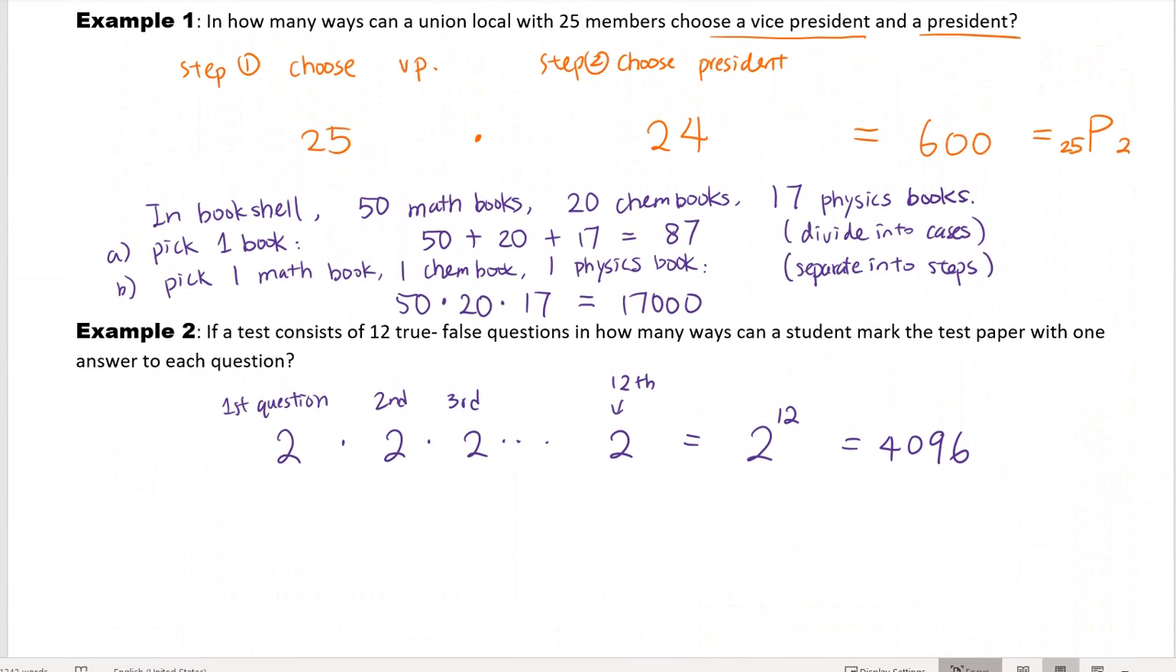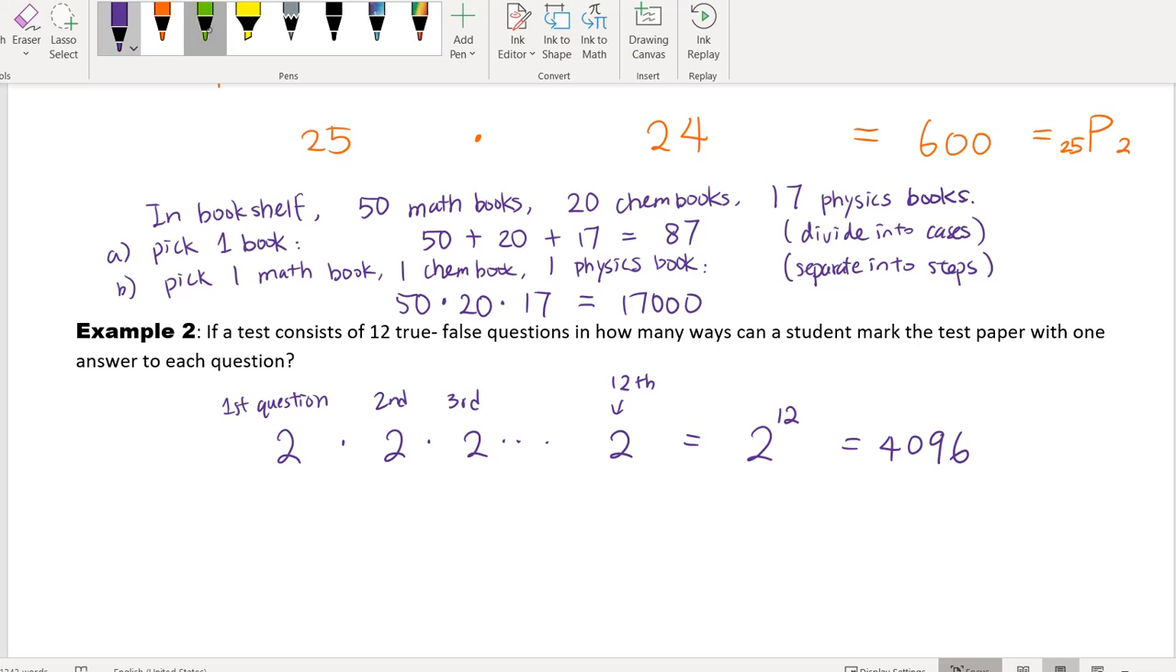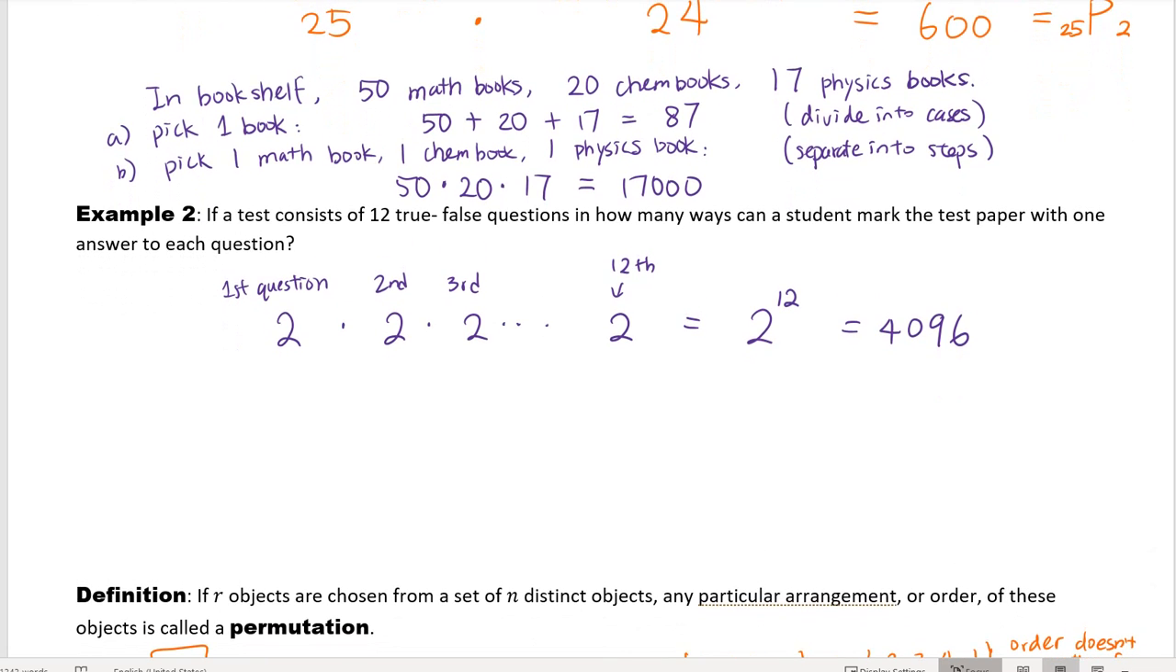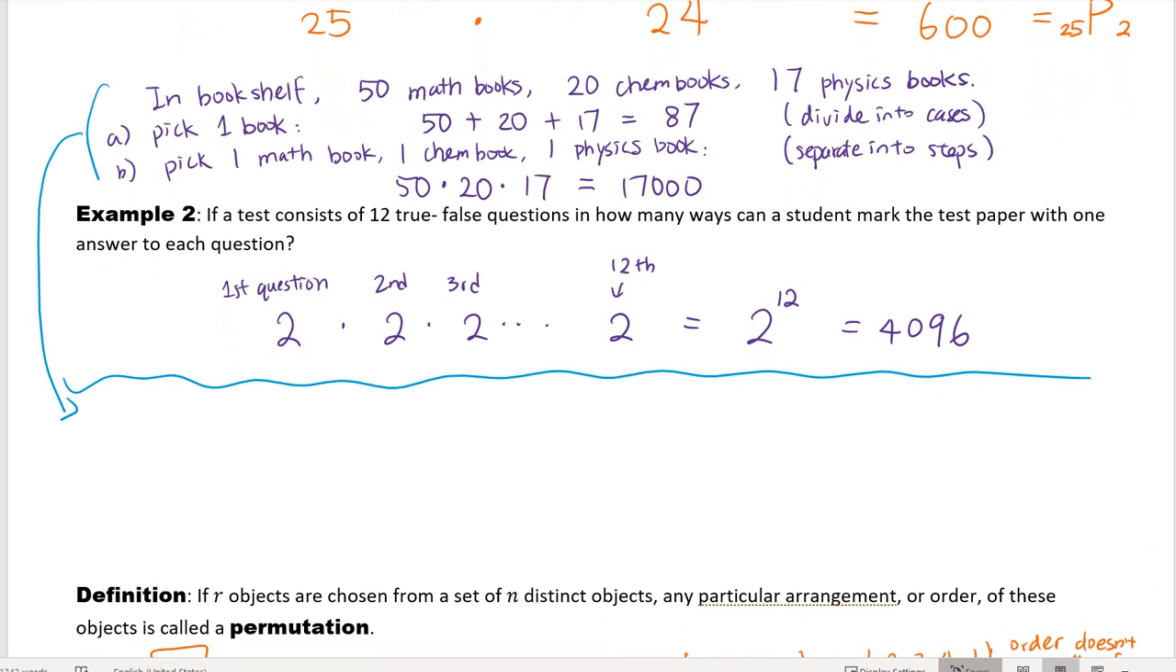Do you remember the bookshelf example? Let's extend this problem here. Now we want to pick 3 math books, 2 chemistry books, and let's say we want to pick 5 physics books.